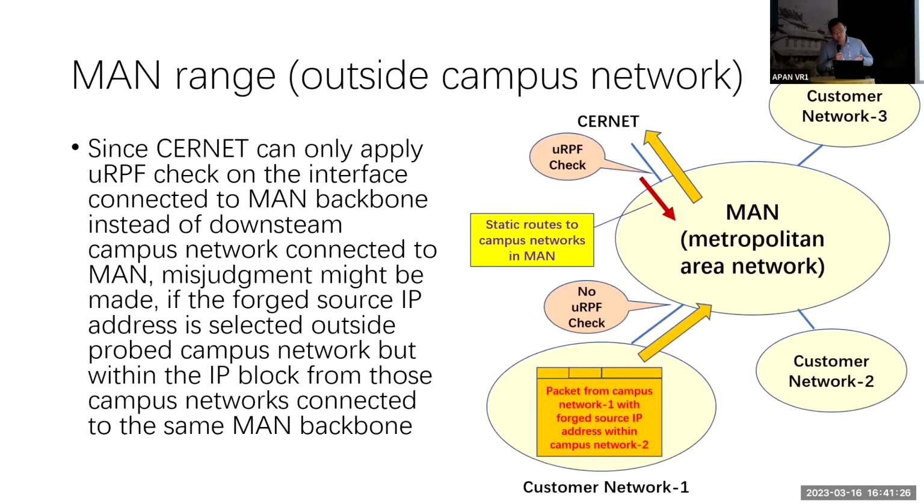So also from the right diagram, you can find in many scenarios, CERNET maintains the connectivity to our customer networks by adding customer network static routes pointed to the MAN backbone. Considering most of the MAN backbones do not apply the uRPF check on the link connected to their customer networks, the packet from campus network one with a forged source IP address within campus network two, both of which are from the same MAN backbone, can bypass the uRPF validation configured on the CERNET access router and backbone.